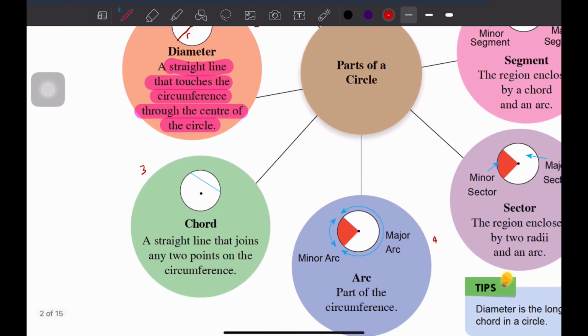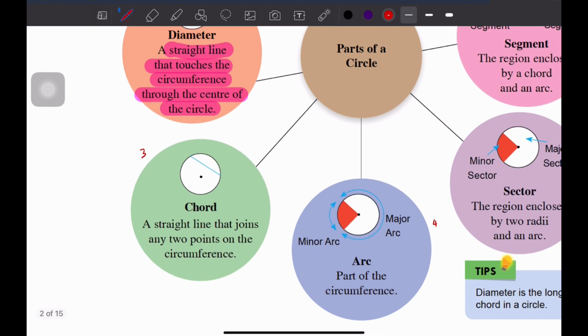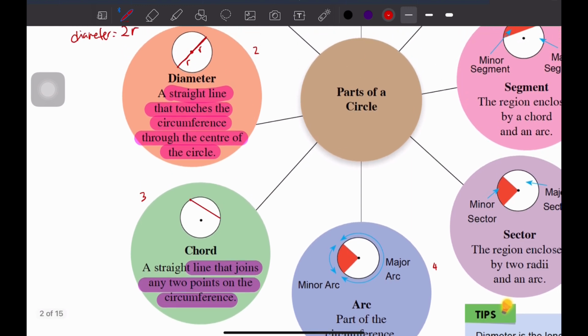Next, look at chord. What is a chord? A chord is a straight line that joins any two points on the circumference. For example, any 2 points on the circumference, we join the 2 points, so it can be called a chord.